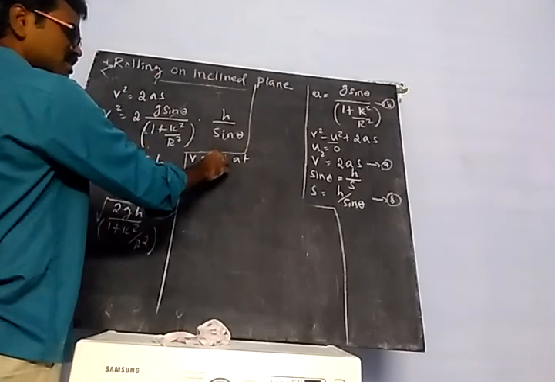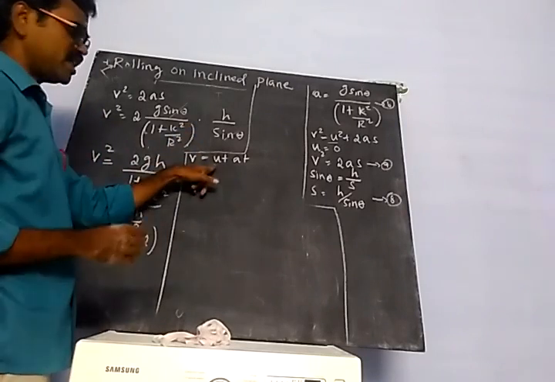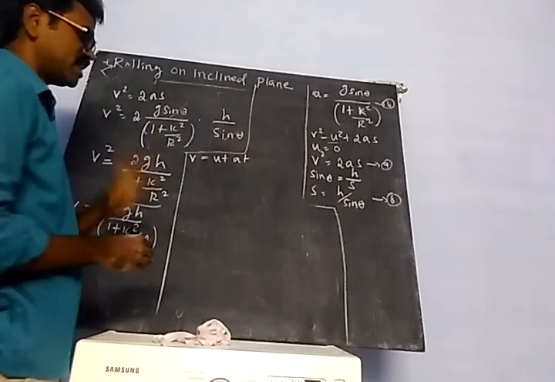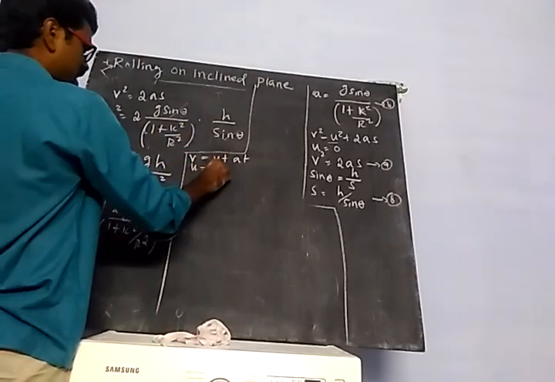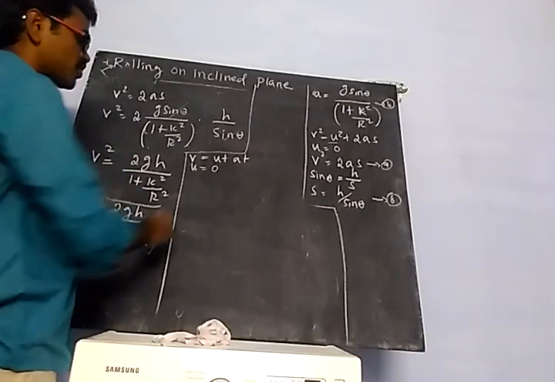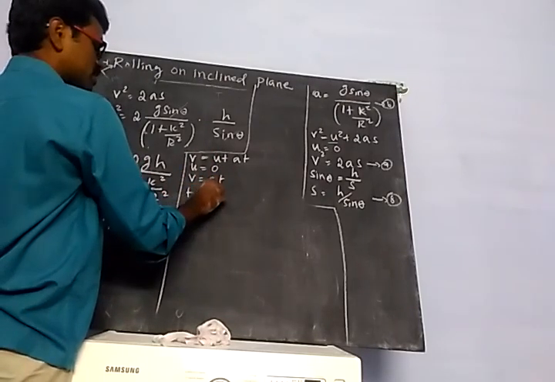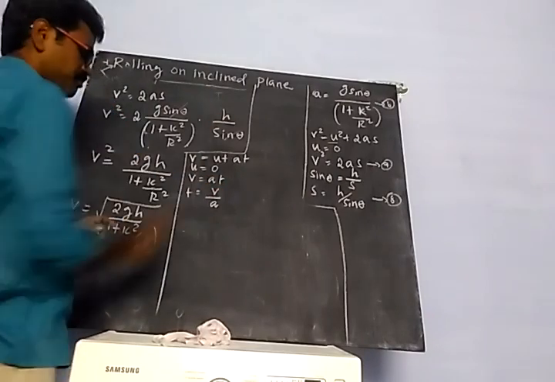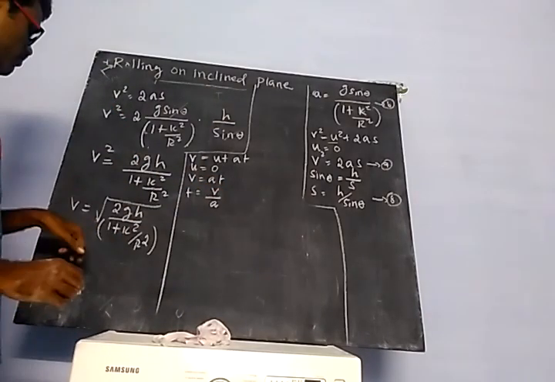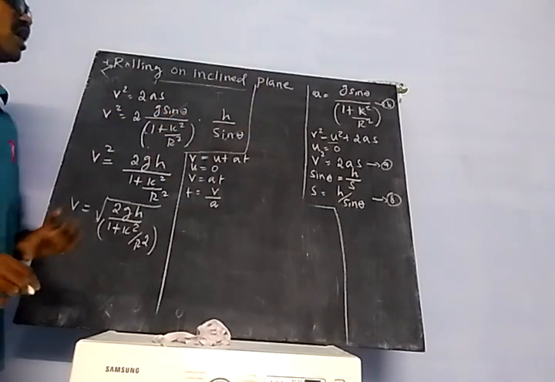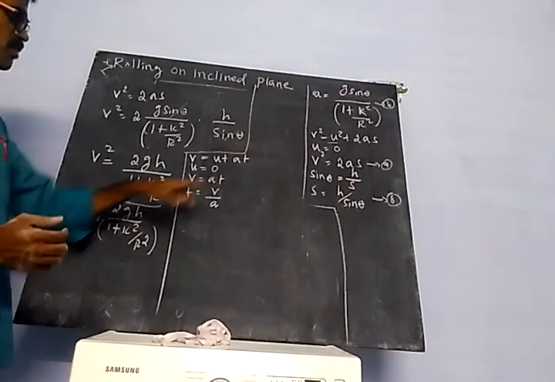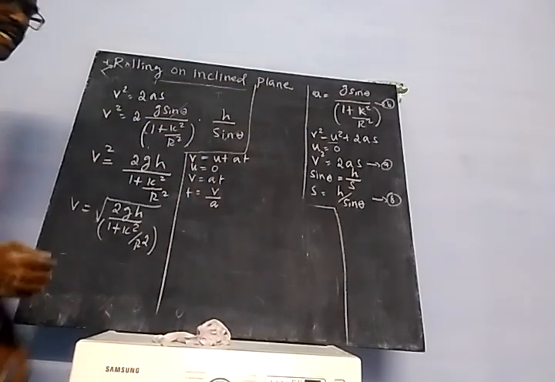Here v is the final velocity, u is the initial velocity, a is the acceleration, and t is the time. What is the initial velocity value? The initial velocity value is 0. Then v is equal to at, so t is equal to v by a. The v value we know, and the a value we also know. So from these two values we can find out the time.